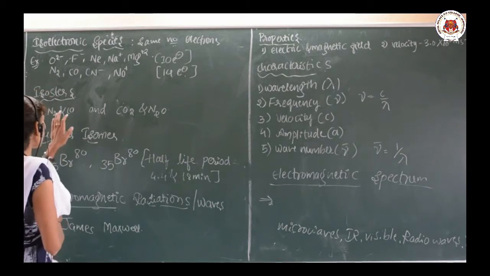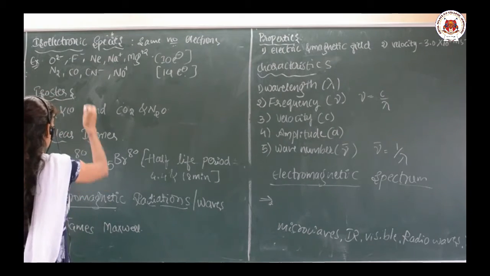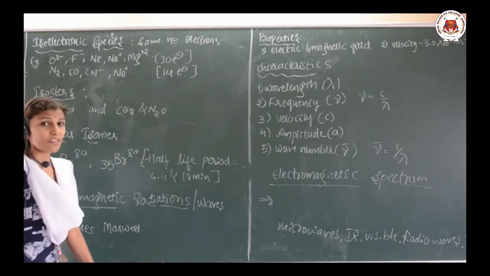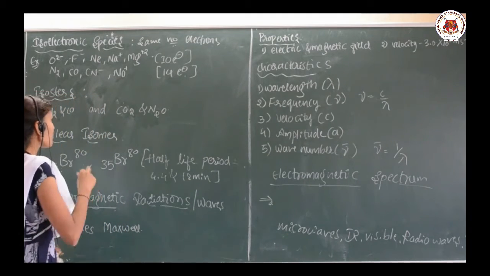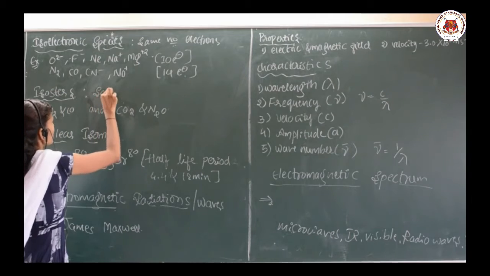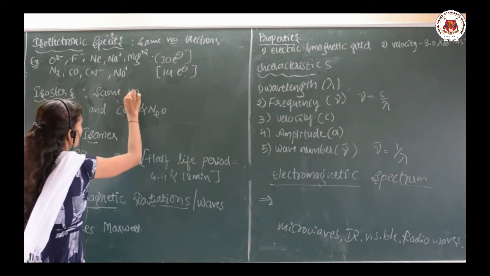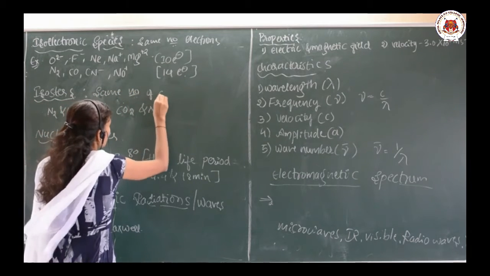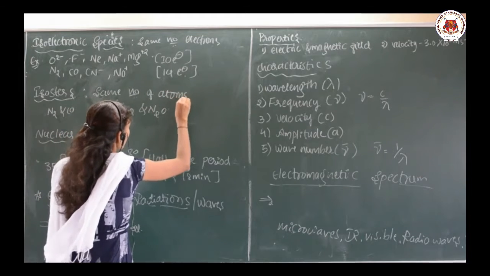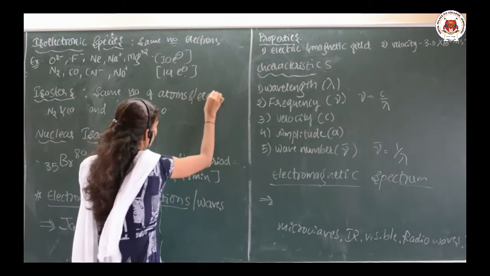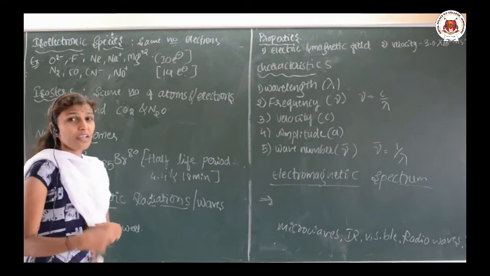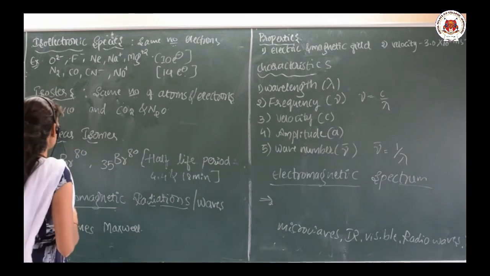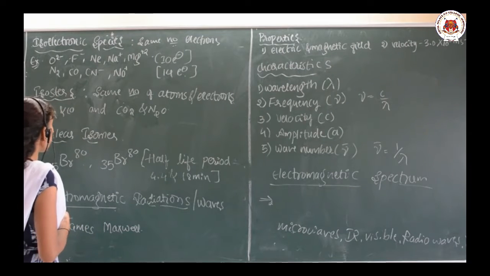Clear? So next, isosters. These are the molecules which have the same number of atoms as well as the same number of electrons. Same number of atoms means here 2 atoms are there in this molecule, and here also 2 atoms are there.